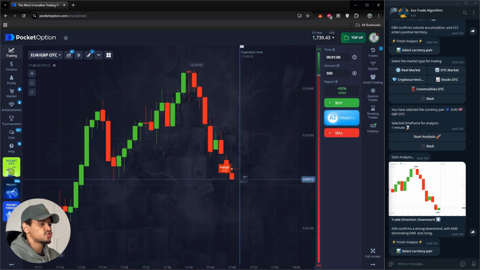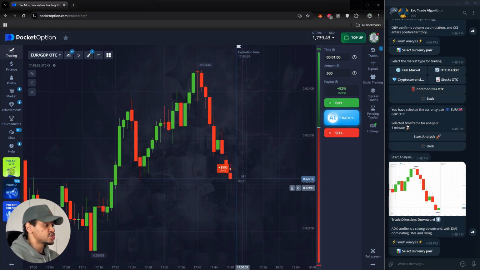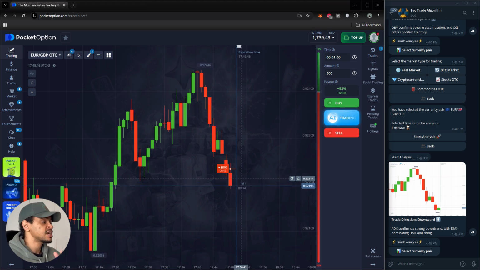ADX confirms a strong downtrend with DMI minus dominating DMI plus and rising. Again, short-term bullish signal here. So we're placing our trade, $500. We're not going crazy, right? We're slowly grinding our balance little by little. And this is what you can do.